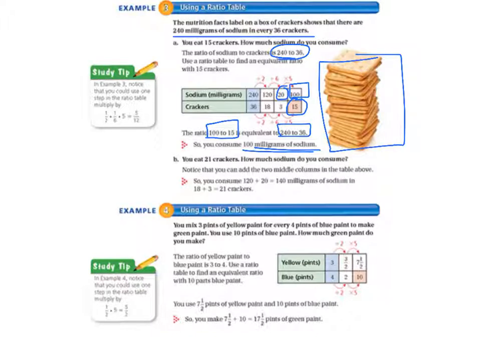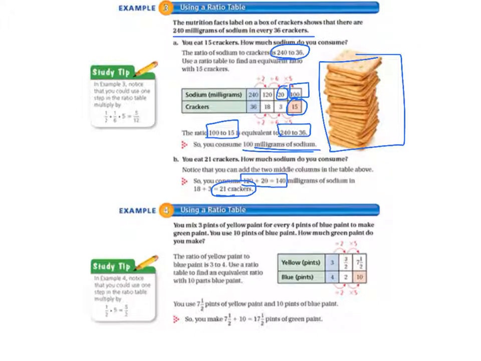Letter B says you eat 21 crackers. How much sodium do you consume? Notice that you can add the 2 middle columns in the table above. So we can take 18 and 3, that makes 21 crackers, and we can add the sodium from those, which is 120 plus 20 equals 140 milligrams of sodium in 21 crackers.